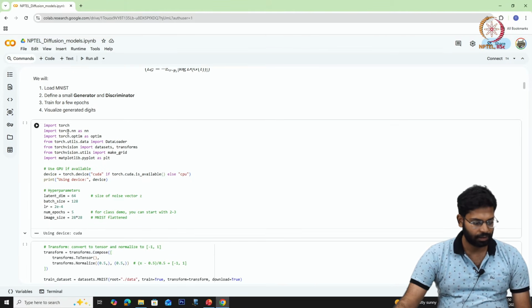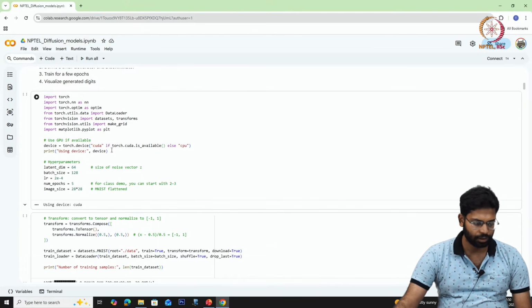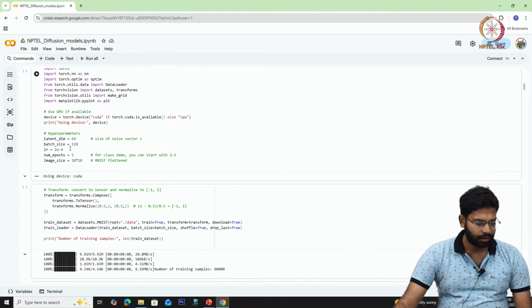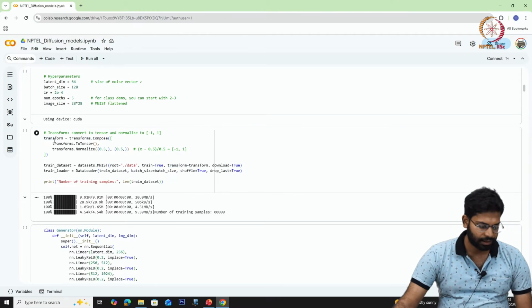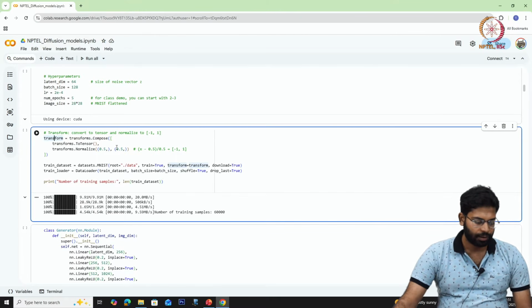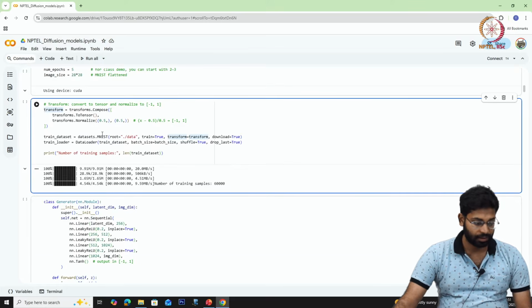First we import the necessary libraries, torch, torchvision and so on. We also load the GPU using torch.device equal to CUDA, and then you also mention the hyperparameters associated with it. Once done, you also do the necessary transforms to transform the images so that they become normalized and also processable by the GPU. So you convert them to tensor, and also apply normalization functions.